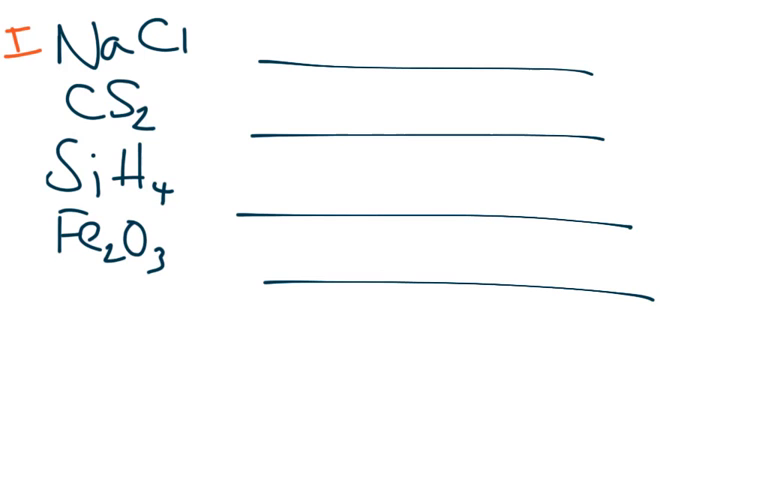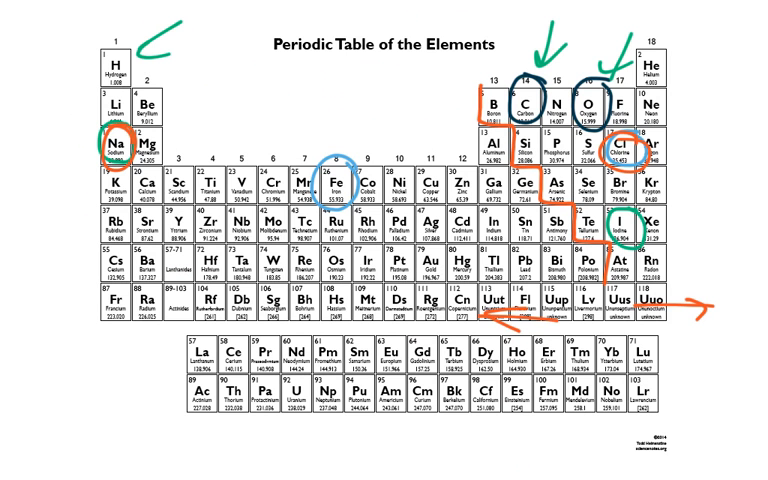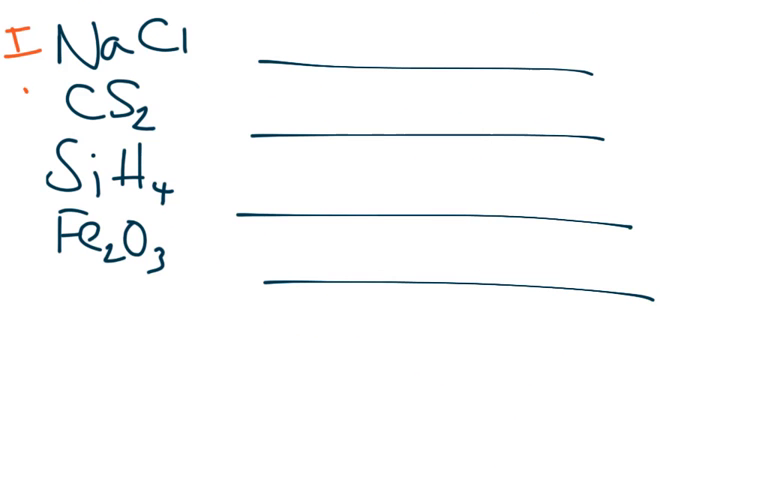Now I'm going to look at the next one. I'm not even going to name it yet. I'm just going to look at the next one. CS2. There's my carbon, there's my sulfur. That's two nonmetals, that's covalent.